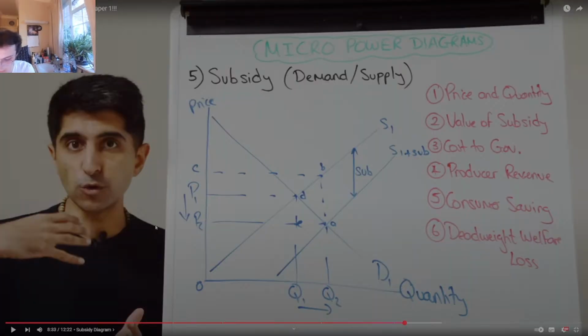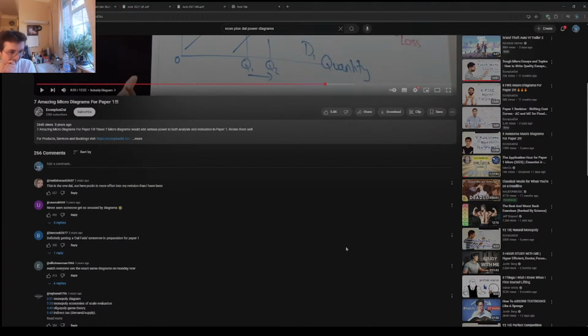So, number one, price decreases, quantity increases. Two, value of subsidy is marked by that. What's it called again?